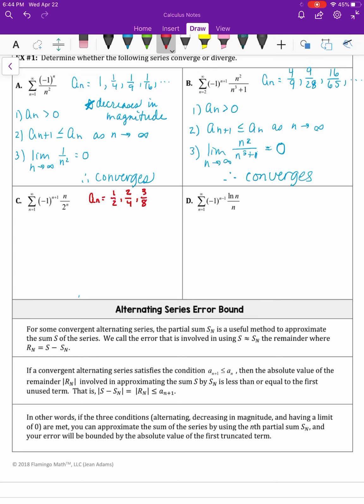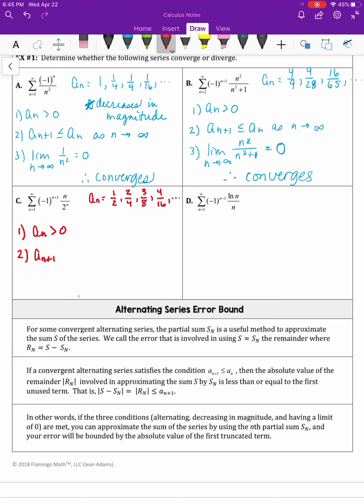Okay, continuing 9.5, alternating series. Problem letter C. We have an alternating series, and we know that our a sub n, if we just looked at that sequence, we put a 1 in, we're going to have 1/2. We put a 2 in, 2/4, 3 in, 3/8, 4 in, 4/16, dot, dot, dot.